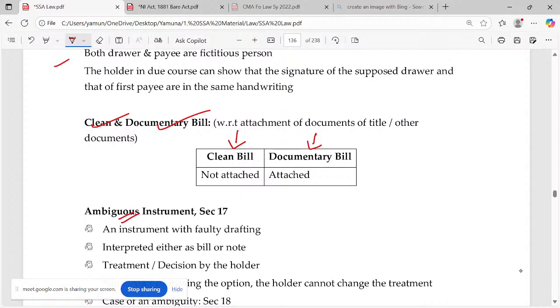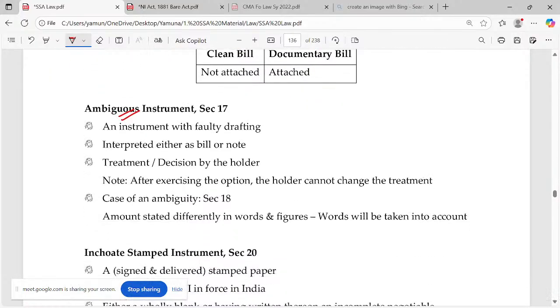Ambiguous instrument. An ambiguous instrument means the instrument is not very clear, with some faulty drafting. When you interpret it, it looks like a bill and also like a promissory note. It's not very clear, and the decision has to be taken by the holder, whether to treat it as a promissory note or a bill of exchange.